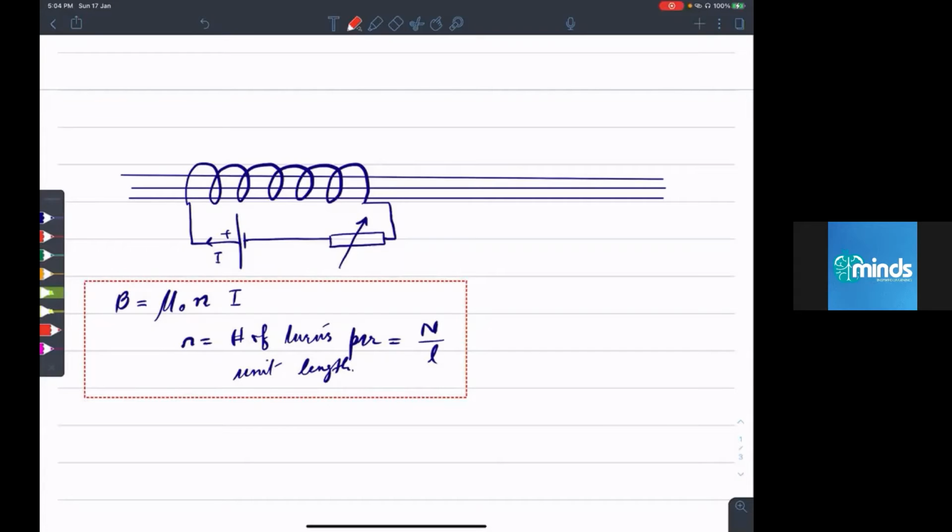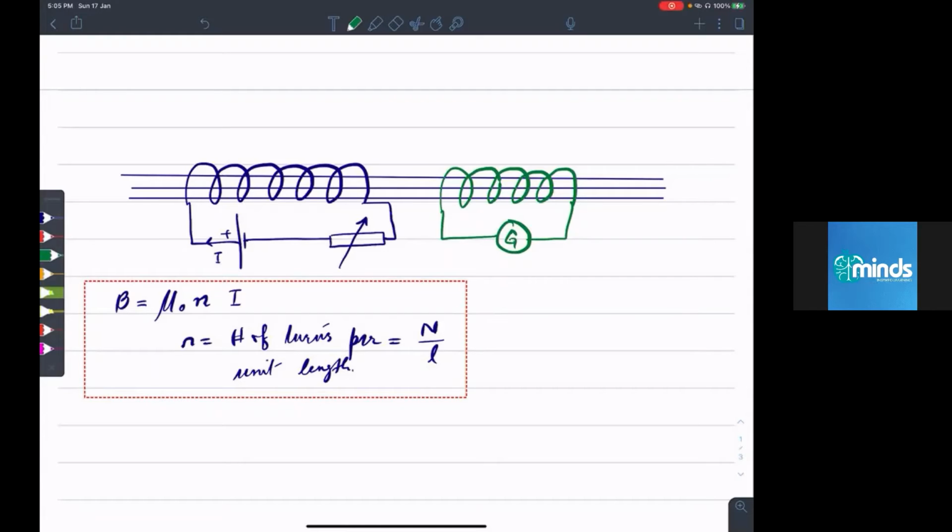What I did, I took another coil. That other coil is placed adjacent to the first coil, and I connected this coil to a galvanometer. You can use an ammeter as well because galvanometer and ammeter are devices that can detect or measure current, right? You can even use a voltmeter over here as well. So this is the original setup.